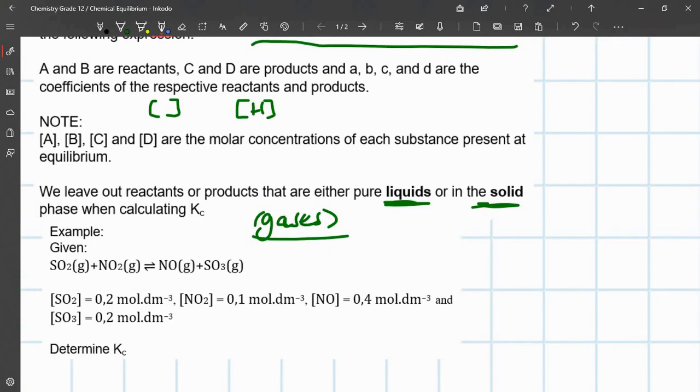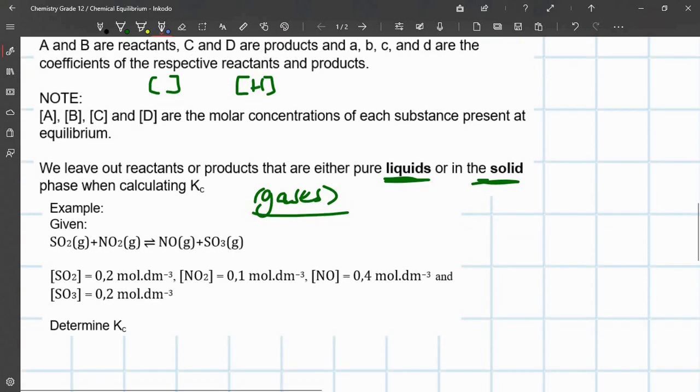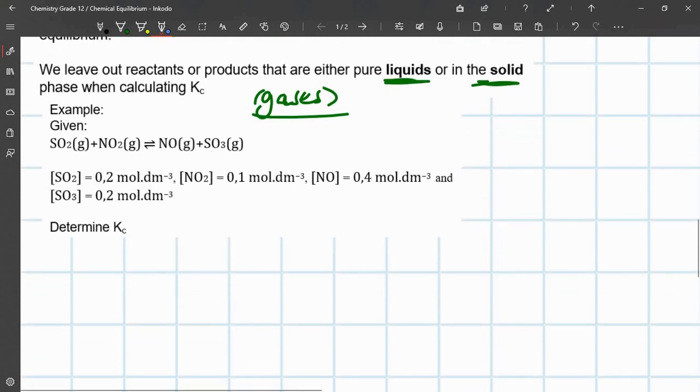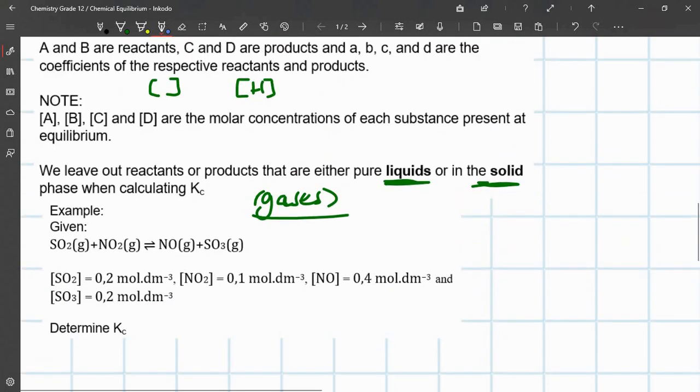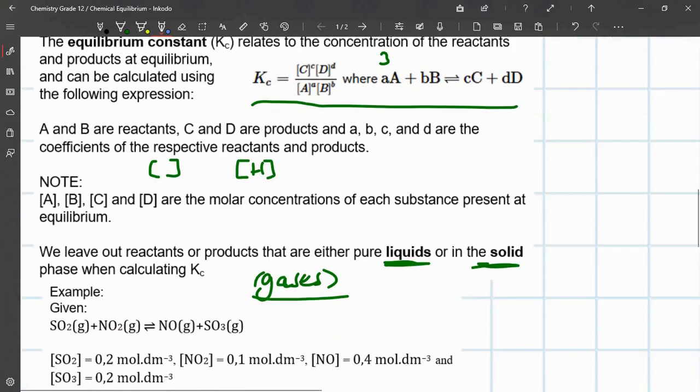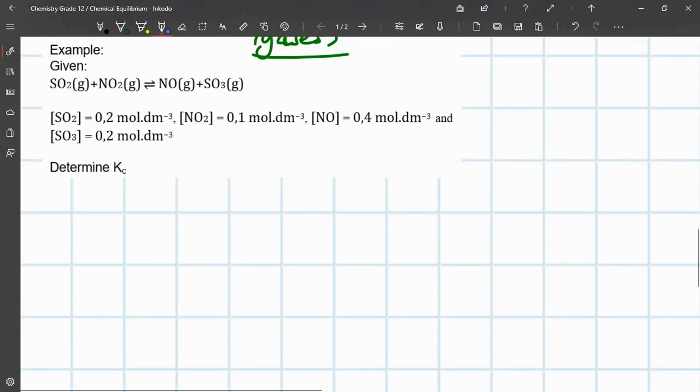So we're given SO2 plus NO2 to give you NO plus SO3. The concentrations of sulfur dioxide, nitrogen dioxide, nitrogen oxide and sulfur trioxide are all given. So now we're required to determine your Kc. Your Kc is the equilibrium constant, yeah? Okay, so let's work it out.